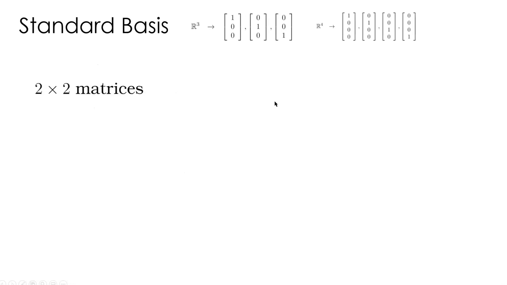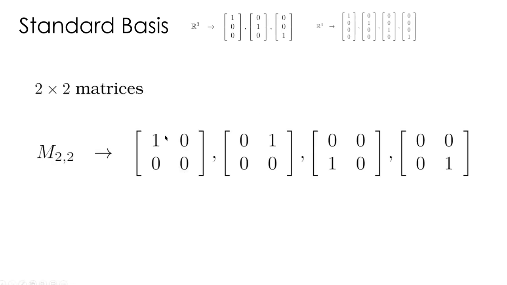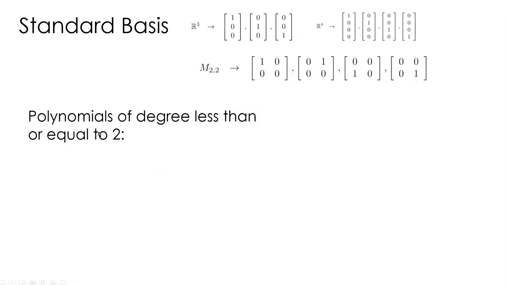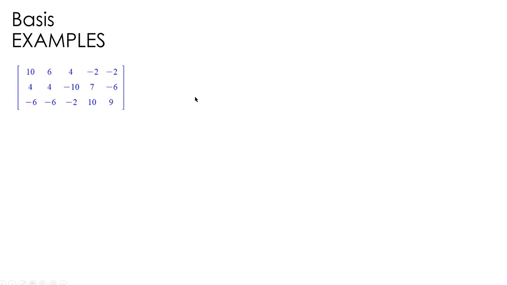I can do the same thing with matrices. One in each of the four spots. I'm not going to do a matrix bigger than this. M sub 2,2 means 2 by 2 matrices. I can do it with polynomials of degree less than or equal to 2. Your standard basis would be 1, x, x squared. Just a different possibility. Basis examples.